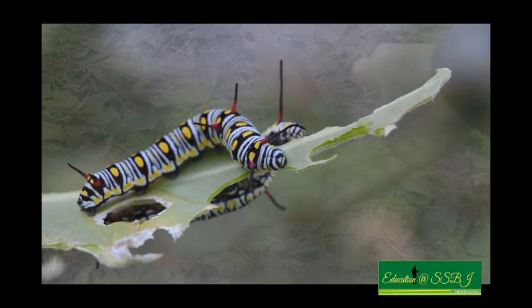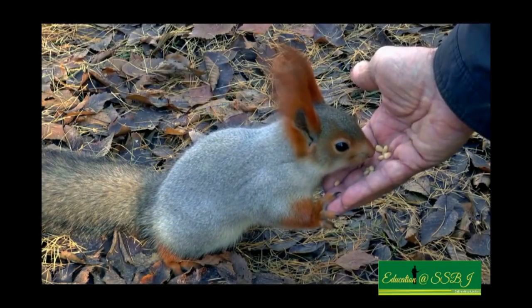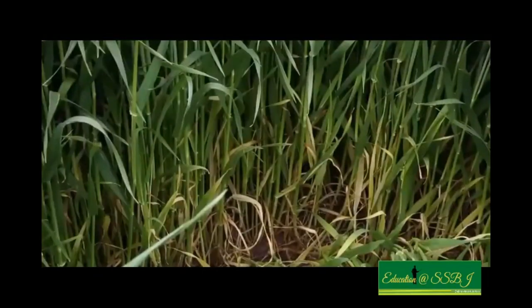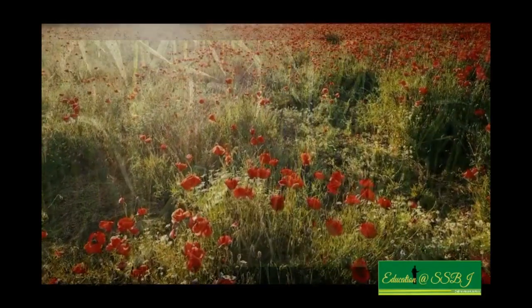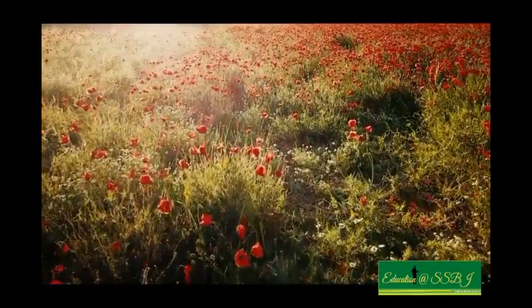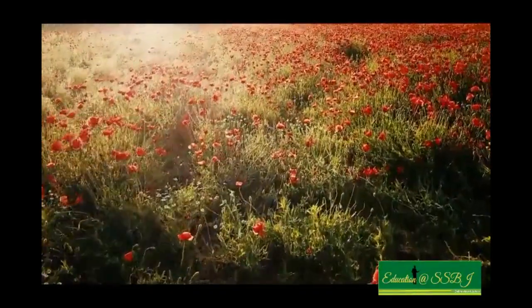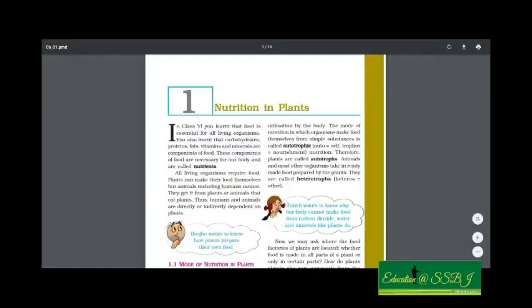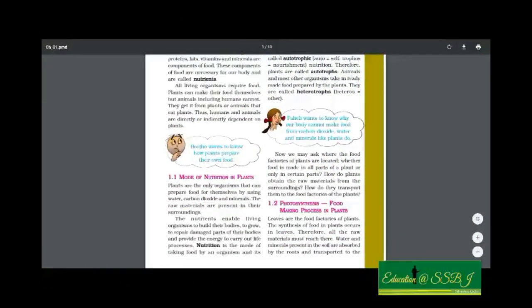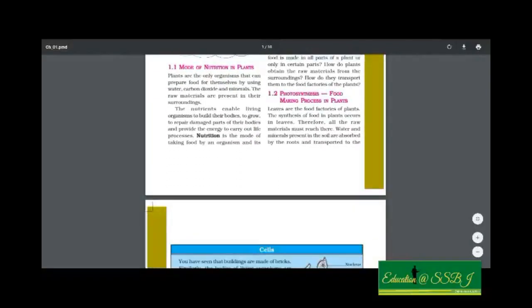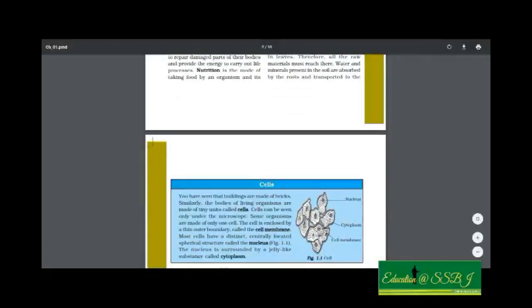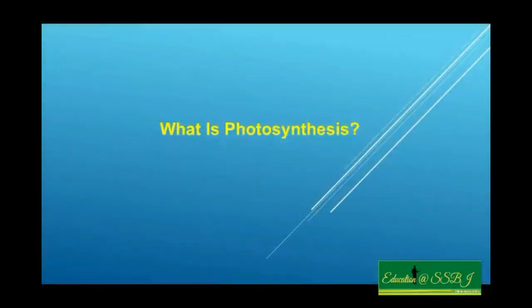You know that all living organisms require food. Plants can make their food themselves. Can you recall how green plants synthesize their own food? You must have studied this in your previous classes. This process is called photosynthesis. But wait, what is photosynthesis?